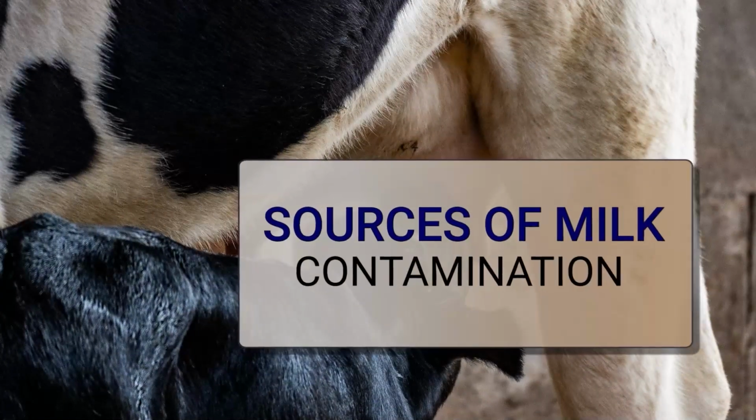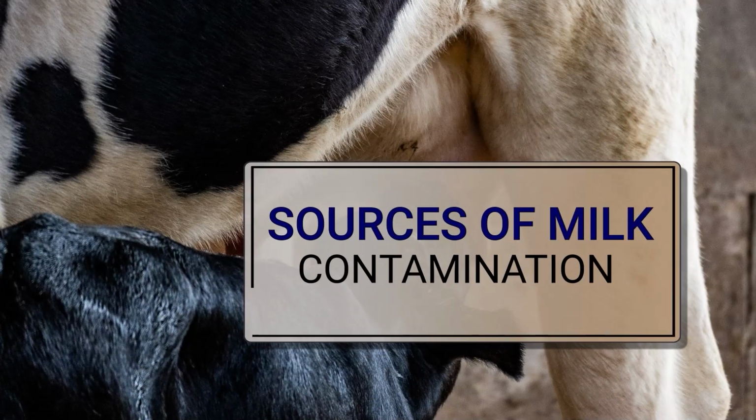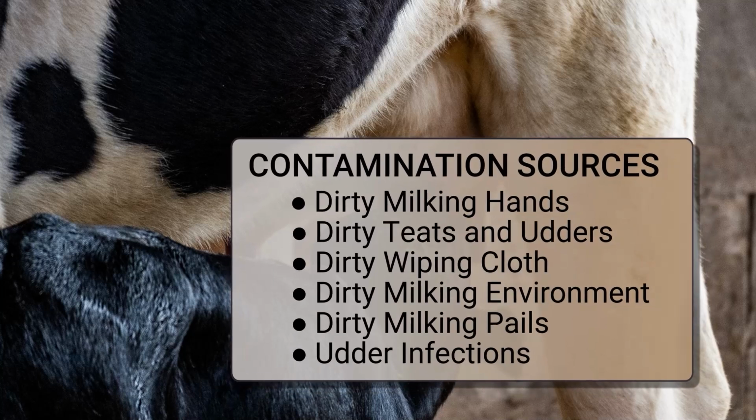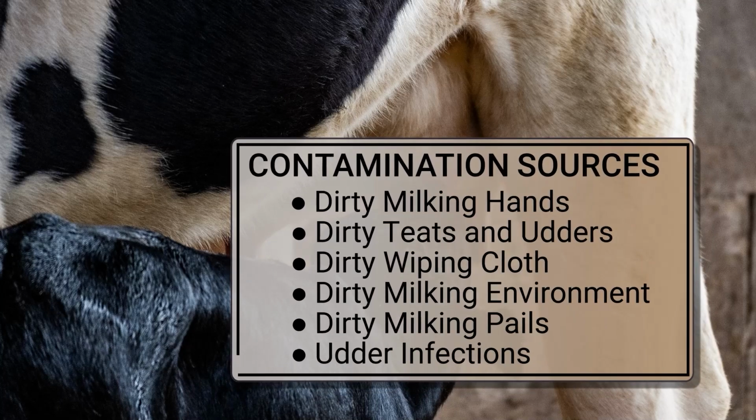Then what are the sources of milk contamination? Basically, dirty milking hands, so we should be careful that the milker's hands should be clean. Dirty teats and udder can be the second source of contamination. Dirty wiping cloth could be the third thing. Milking environment, if it is dirty, there is a lot of dust. Dirty milking pail is also there, and udder infection. So these are the sources of contamination.